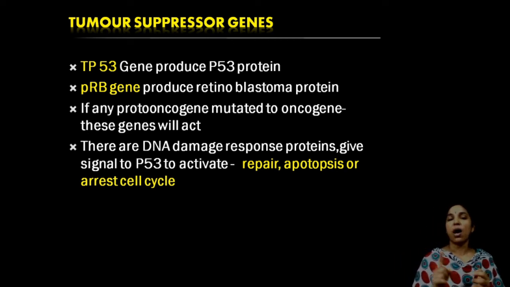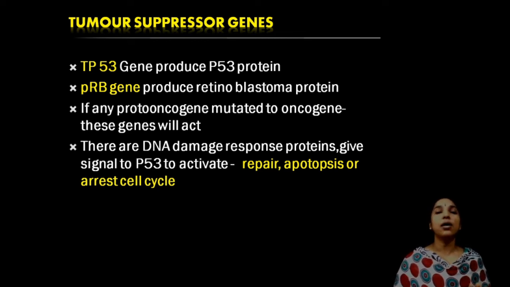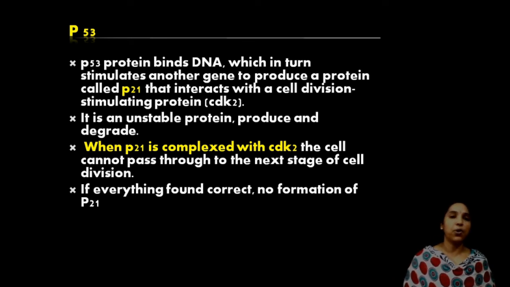Repair mechanism, apoptosis, or arrest of the cell cycle. Anything from this, they will choose and rectify it. This is happening. That is about the tumor suppressor genes. Okay. Now about P53, that's very important.